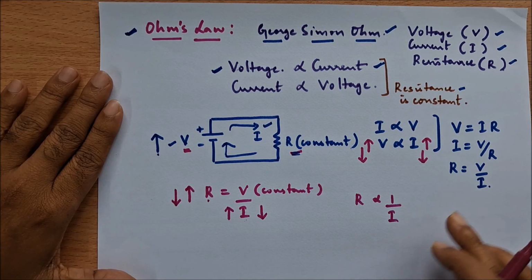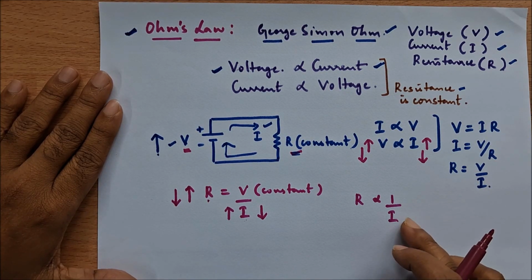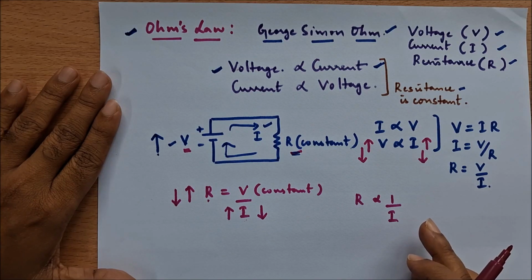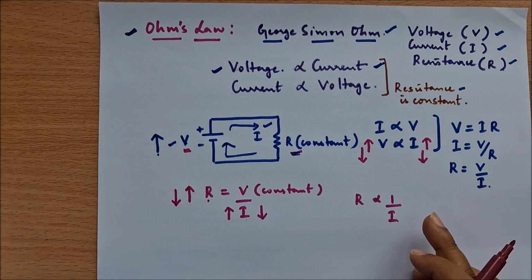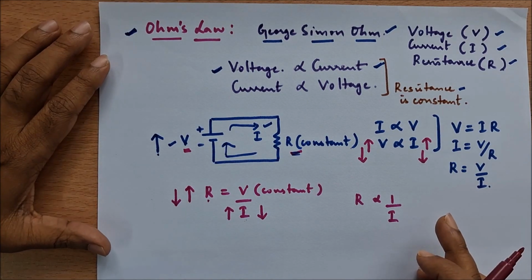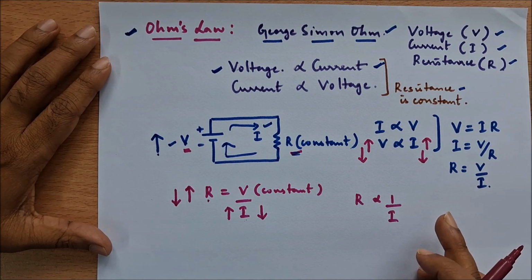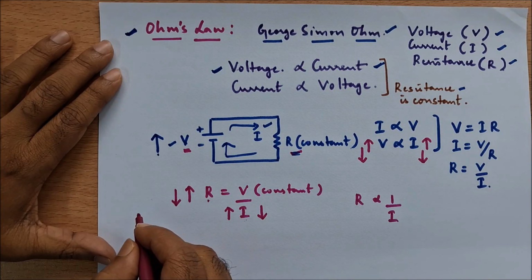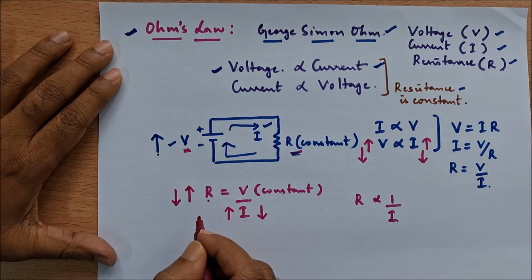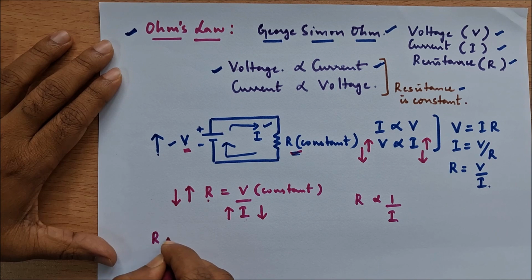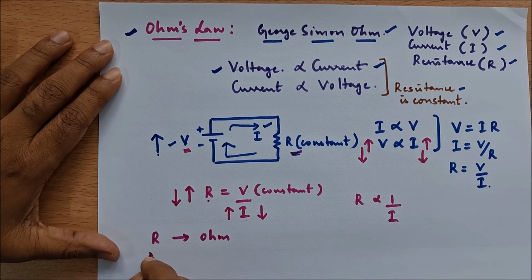Okay, so these two things are the most important observations that we are supposed to understand with respect to Ohm's law. What is the unit for the resistance? Well, for the resistance, the unit is ohm. So let us just try to understand the units. For the resistance, the unit is ohm. For voltage, we know that it is volts, and for the current I, it is amperes.